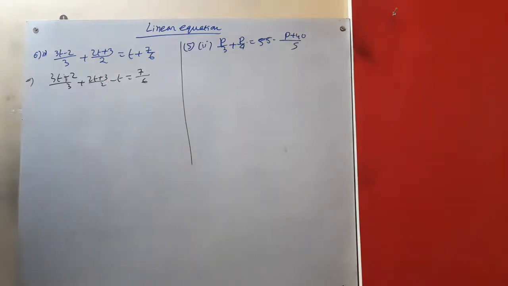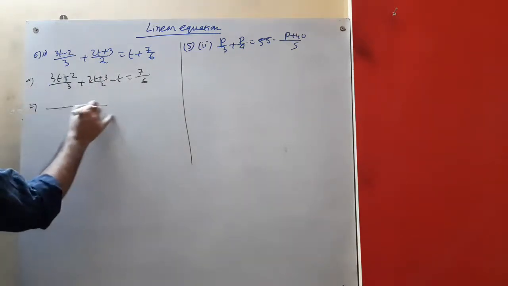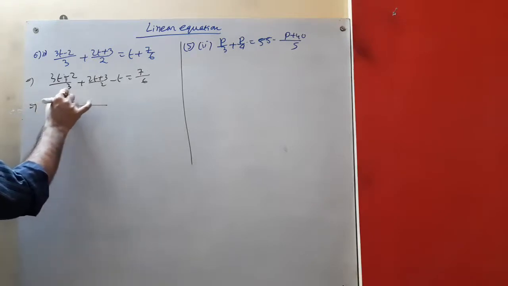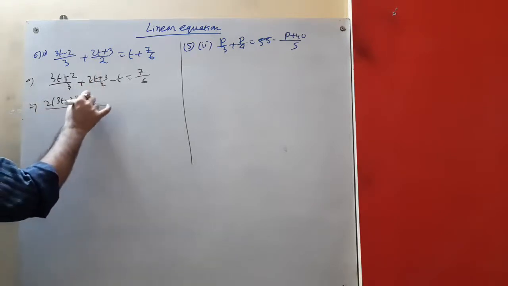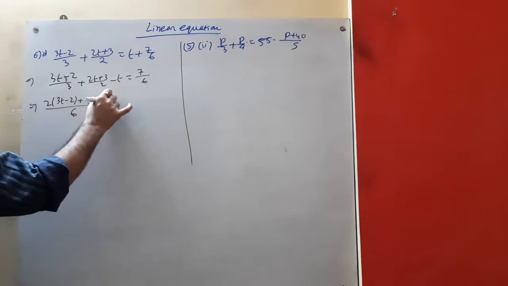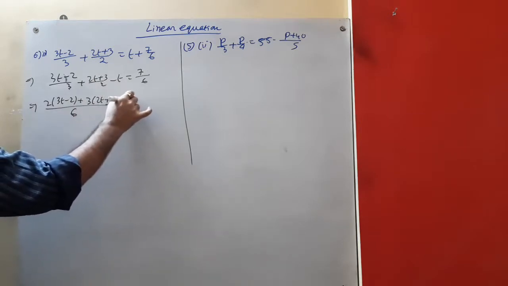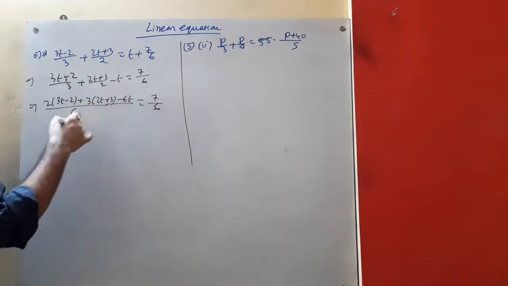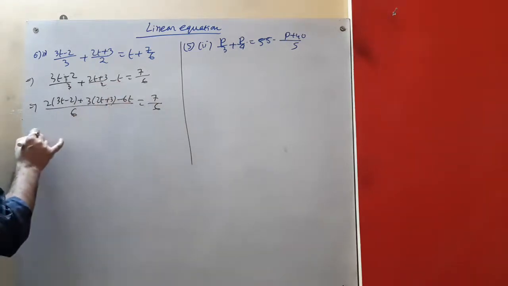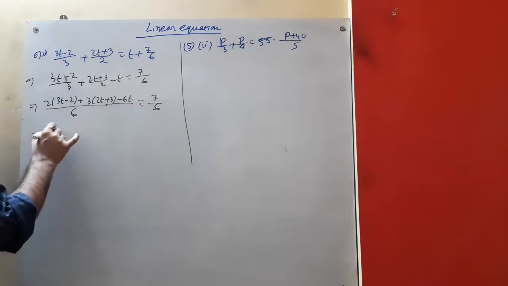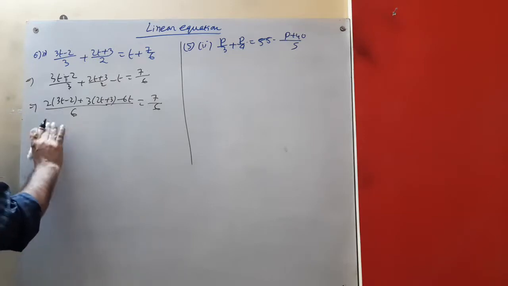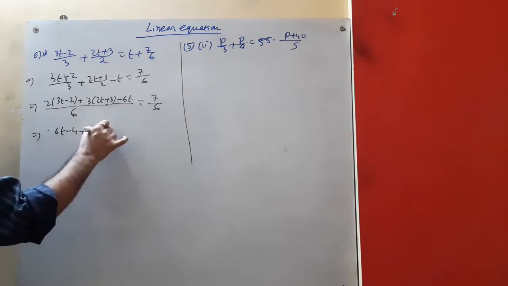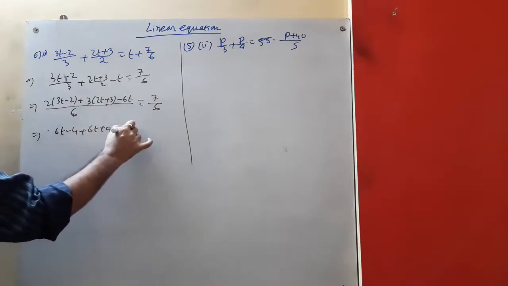All variables are on the same side. Now LCM of 3 and 2 is 6. So divide 6 by 3 and multiply, and this one plus 6 divided by 2 we get 3 into 2t plus 3, right? Minus 6t, equal to 7 by 6. Look, multiply both sides by 6, this 6 will be removed. So 2 into 3t, that is 6t, minus 4, plus 6t plus 9, minus 6t equal to 7.